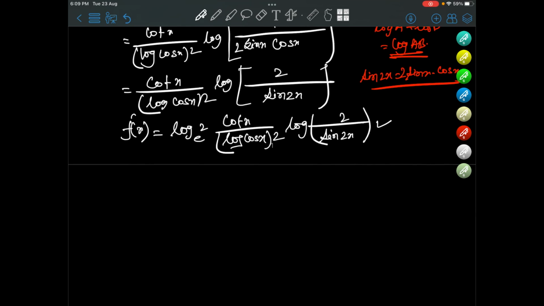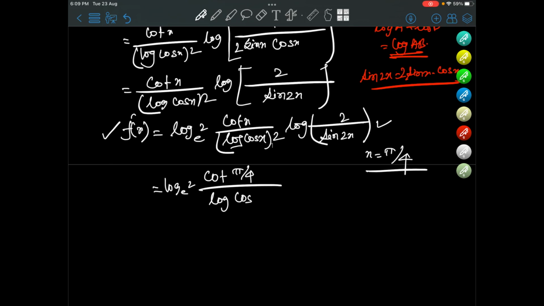Now another part has been asked, which is to find the value of the function when x equals pi by 4. What will be the answer? What will be the value of this function when x equals pi by 4? So let's find out, putting this value of pi by 4 in the place of x.